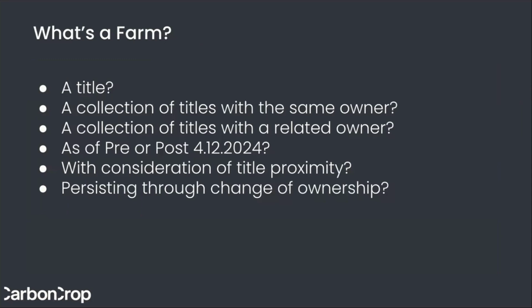Is it a collection of titles within the same owner, like exactly the same owner on the title? Is it a collection of titles with a related owner, perhaps within some common holding company, but there are separate subsidiaries? Is this considering the status pre or post 4th of December 2024? What happens if the titles are close together or far apart? How does this change when the ownership of the titles change?